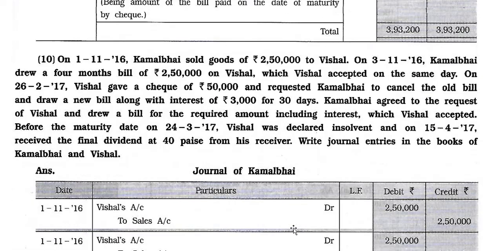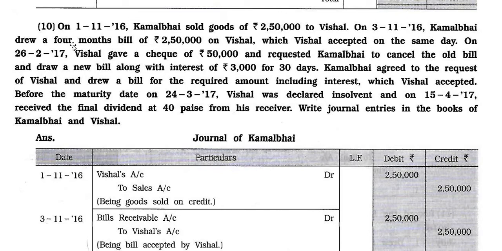Now, question number 10. On 1/11/2016, Kamalbai sold goods of rupees 2,50,000 to Vishal. On 3/11/2016, Kamalbai drew a 4 months bill of rupees 2,50,000 on Vishal, which Vishal accepted on the same day.